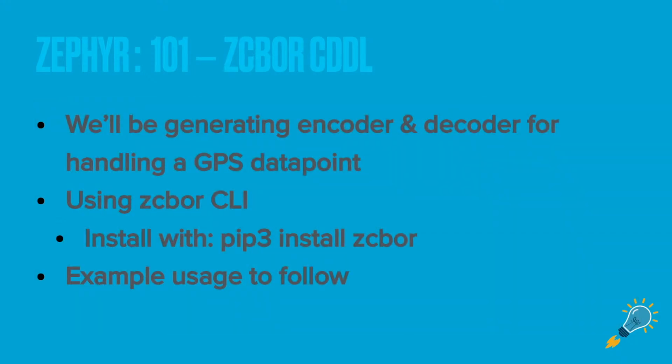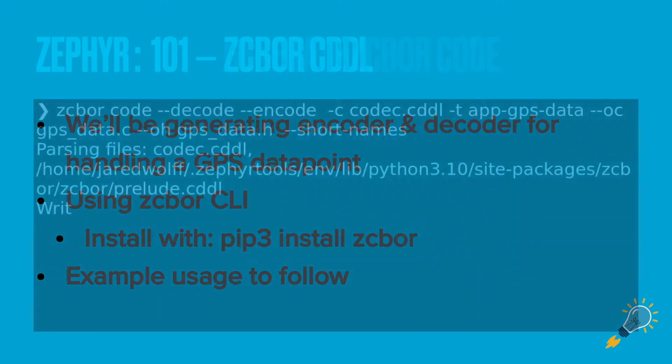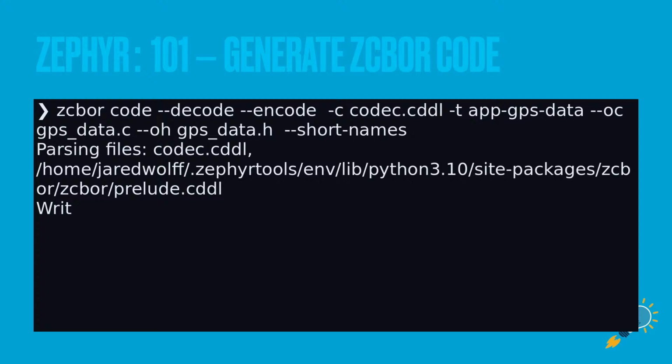That's the part that's kind of missing here. It's like, okay, cool, I created this CDDL file. What do I do with it? The next step is, if you haven't already installed Zcbor, pip3 install zcbor, and I'll show you how to use it here. It gives you a bunch of options when you run Zcbor. It gives you the option to only generate the decoder or only generate the encoder. If you put both, it'll do both.